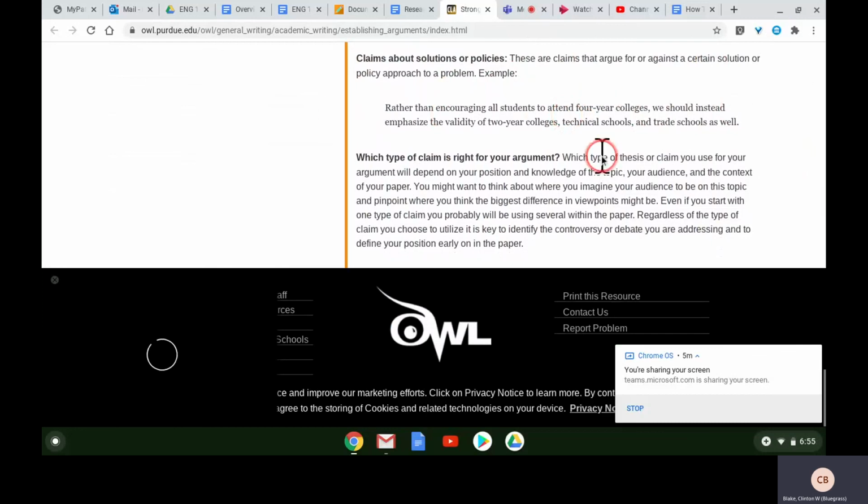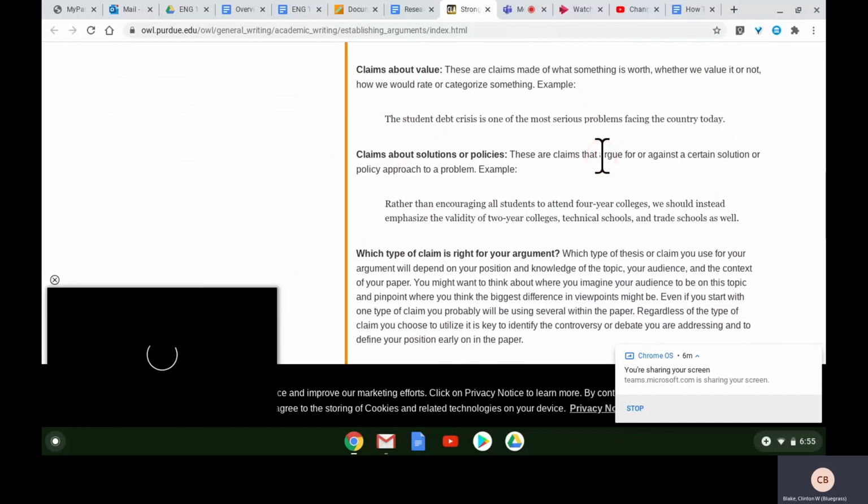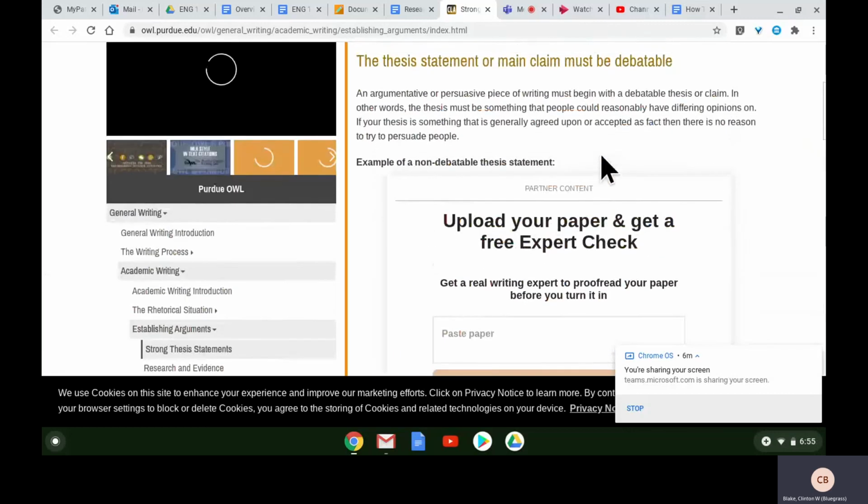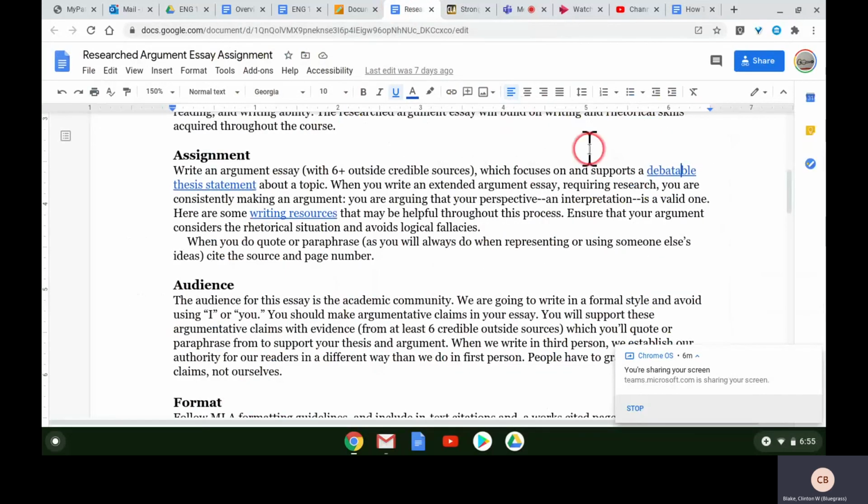So these are things to think about as you're choosing your topic, as you're starting to work on this research argument essay, and as you're researching. So keep that in mind, and that resource is there.